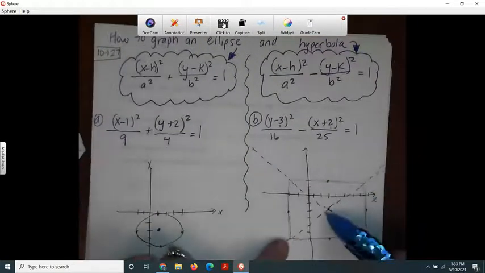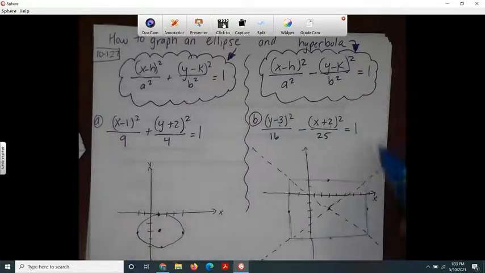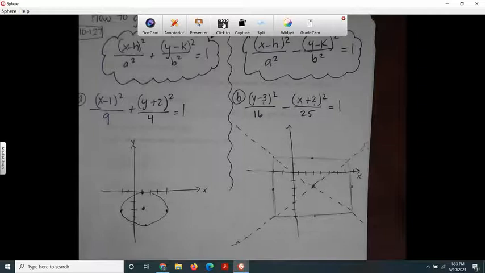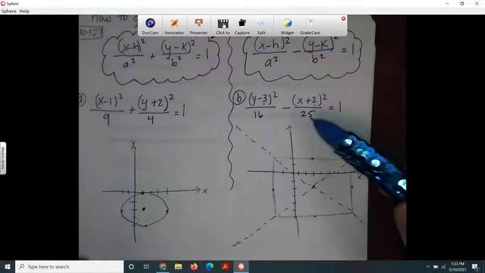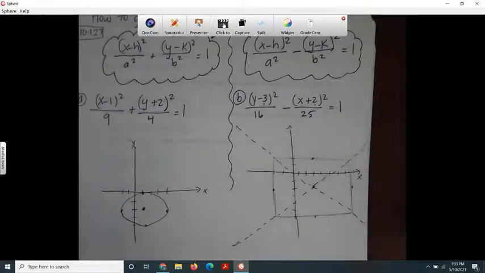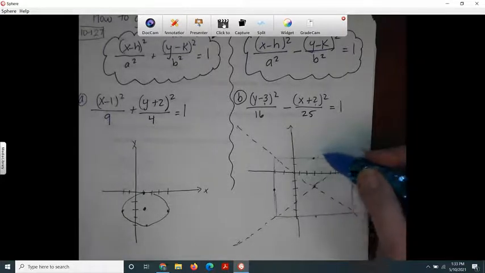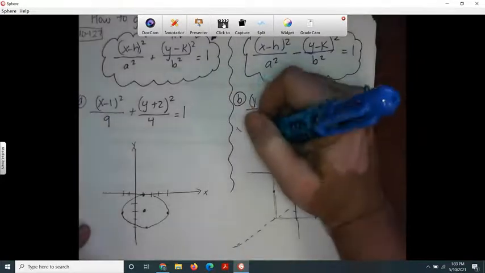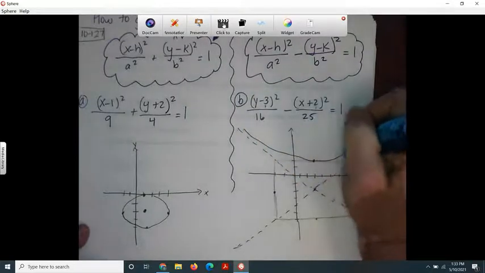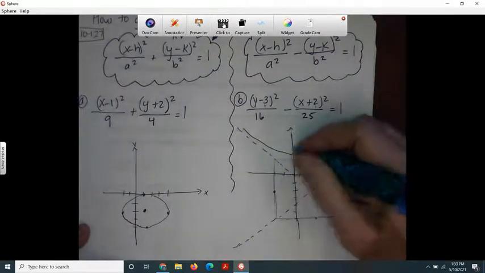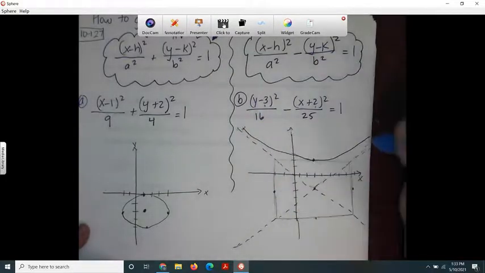And then, how can I explain this? It's only going to have y, it's not going to have any steps. Or in other words, this thing is going to go up and down. So basically, if the y comes first, the hyperbola is going to open up and down. And if the x comes first, it's going to open out to the two sides.